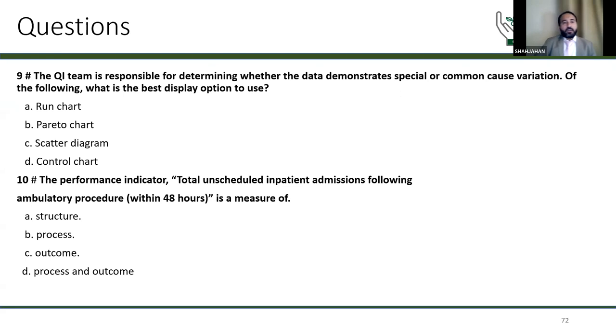The quality improvement team is responsible for determining whether the data demonstrate special or common cause variation. Of the following, what is the best display option to use? Run chart, Pareto chart, scatter diagram, control chart. I will explain the question again: we want to see in a graph whether there is a common cause variation or not. So for common cause variation, which graph is easy for the manager to understand?